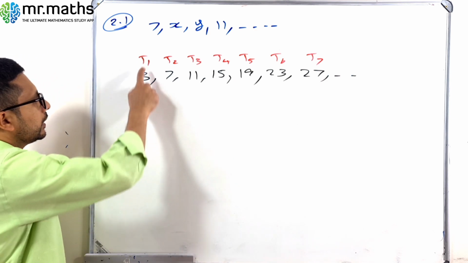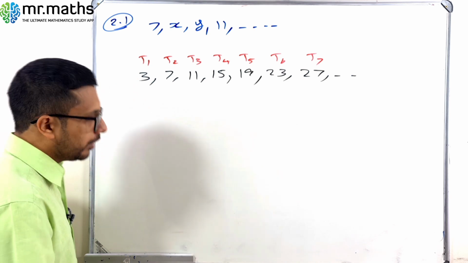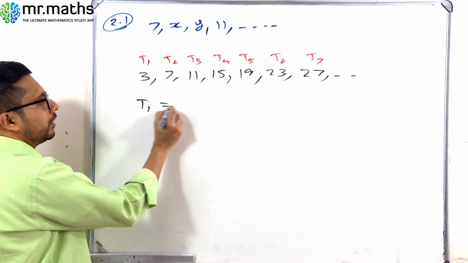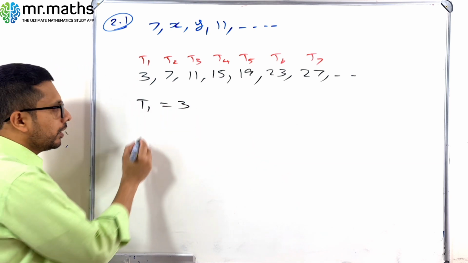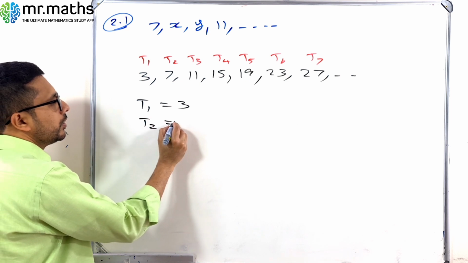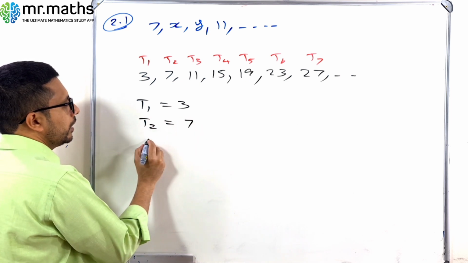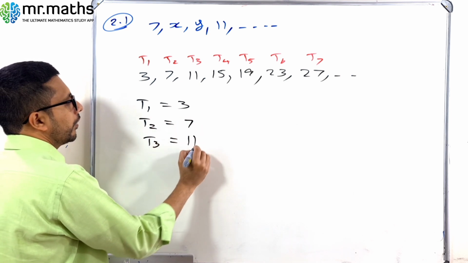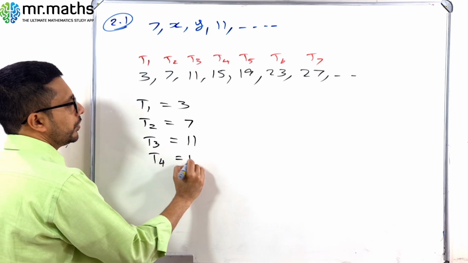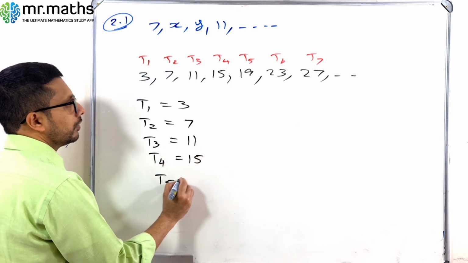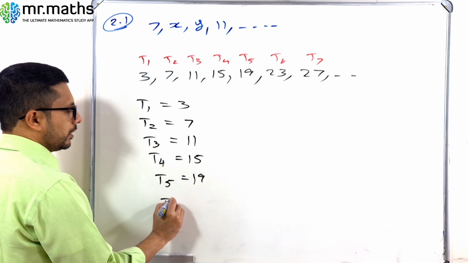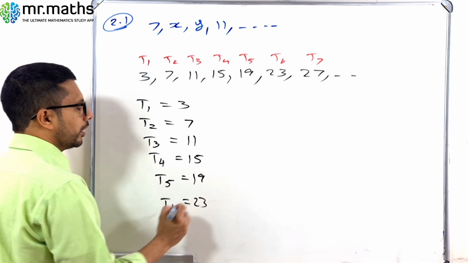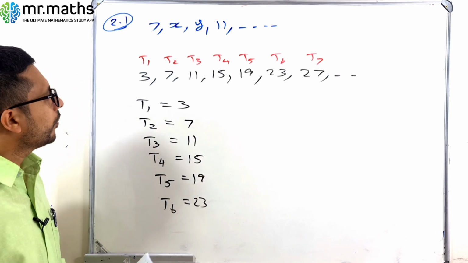Here the first term, I'm going to write T1 is equal to 3. Am I right? And what is the second term? T2 is equal to 7, T3 is 11, T4 is 15, T5 is 19, T6 is 23. Okay, that's enough. Now what is the common difference?